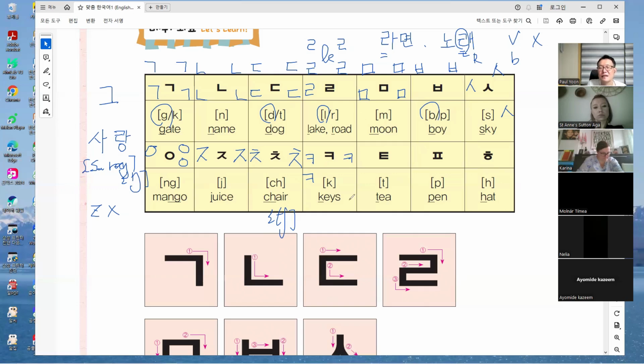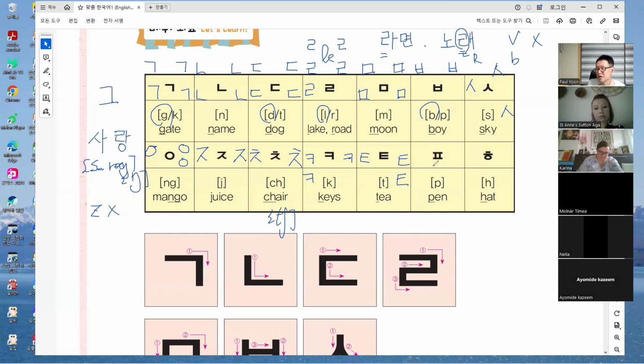Okay. And next, this one looks like the alphabet E, but this one is T sound, alphabet T. Okay, one, two, three. Again, one, two, three. T sound, T, teacher. Okay, T. One, two, three. Okay.